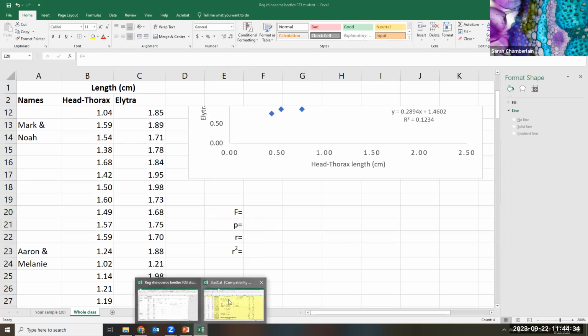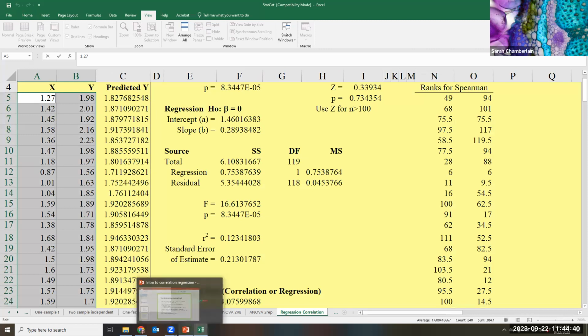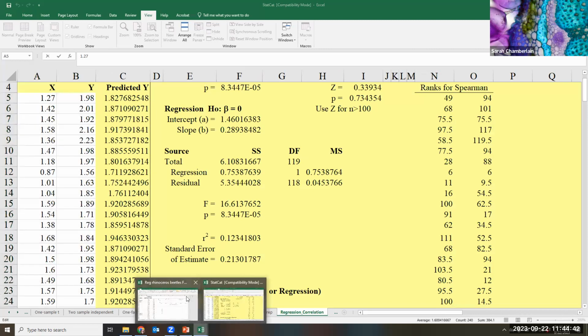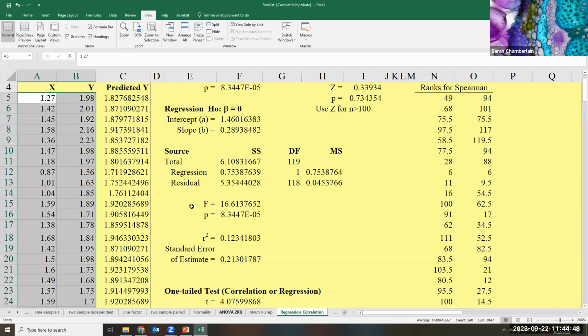So what is my F? My F is this. It's not going to let me copy. So 16.61. I'm going to round it up to 614. 16.614. And then what was my P? Oh, my P was very, very, oh, not that, well, pretty small. So it's 3 zeros before an 8.